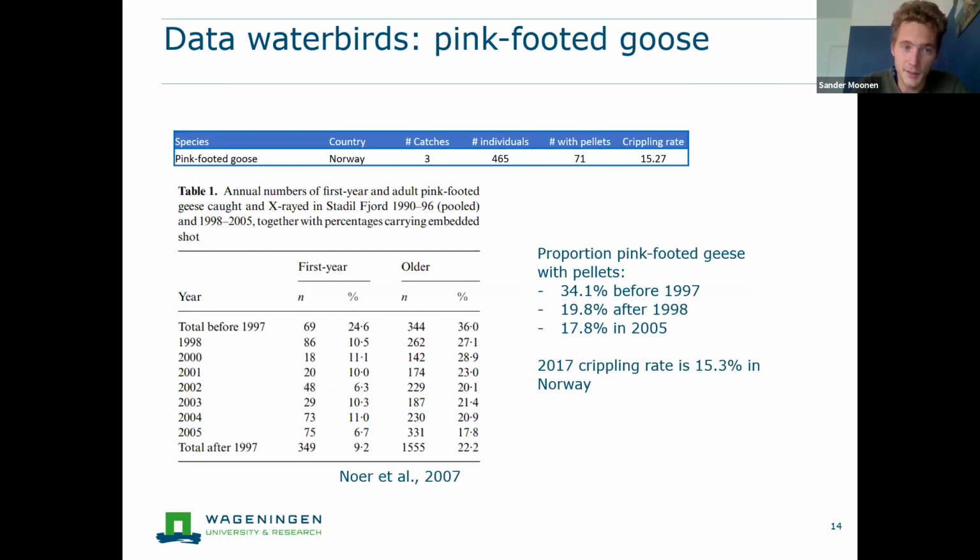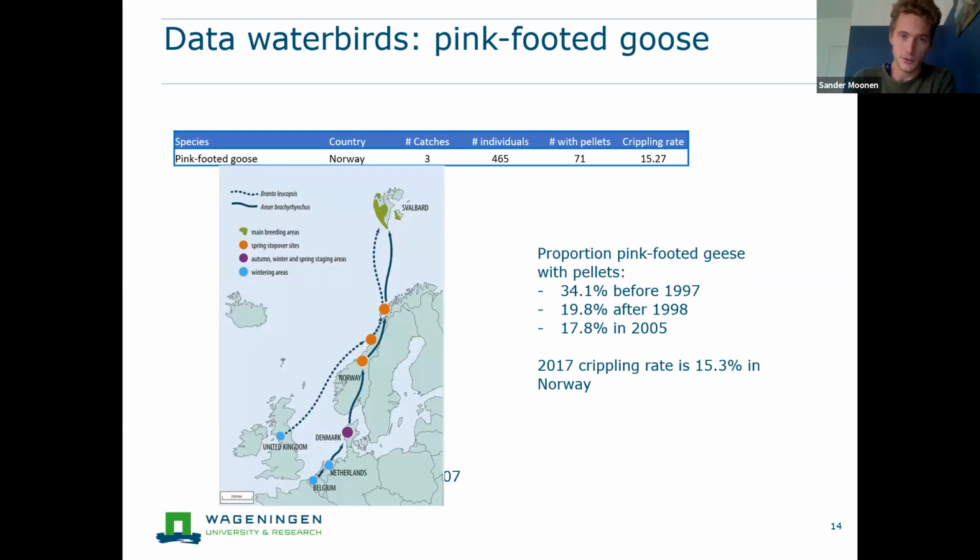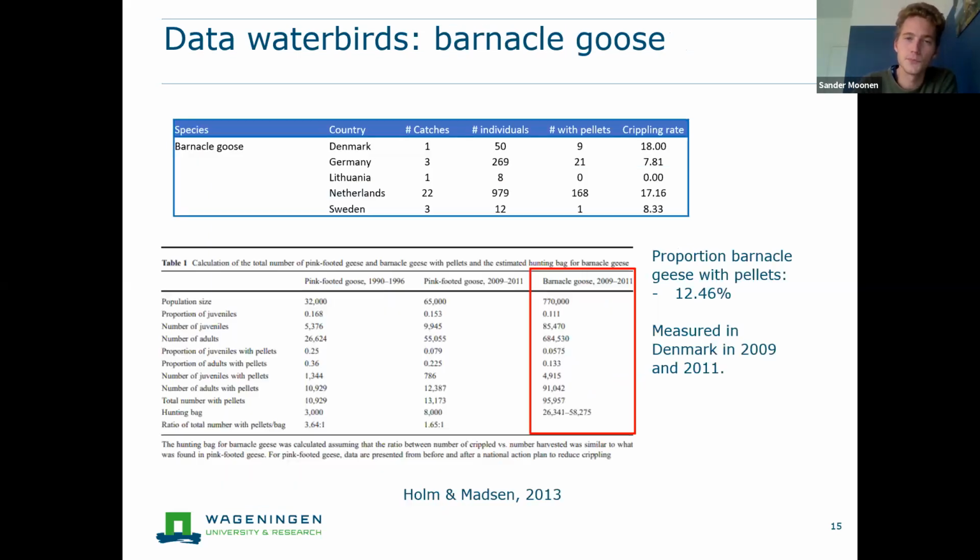Pink-footed goose: Jesper collected, as he told, still some data of pink-footed goose in Norway. And of course, he told already about the numbers in the years 1997 until 2005. And as you can see, the decrease, which was maybe caused by the fact that they started up this program. And in 2017, he collected 3 more catches. And in general, if you take all juveniles and adults, the percentage is 15.3%, which is still lower than, for example, 1997. So maybe there is still some effect of this program, but it didn't reduce much further after 2005. Then looking at barnacle geese, Jesper also caught some barnacle geese in the years 2009 and 2011 with his colleagues.